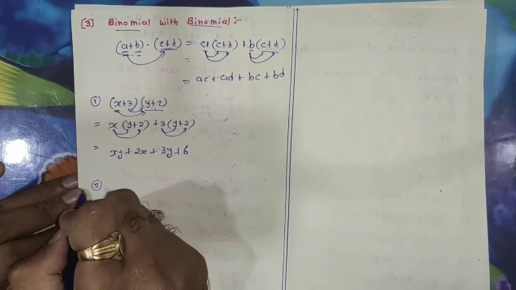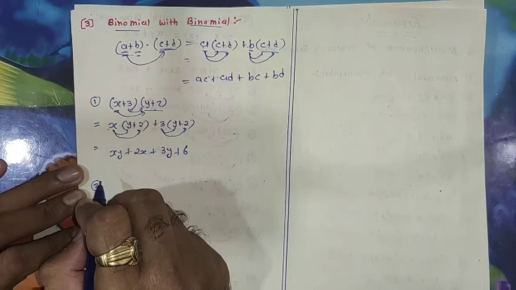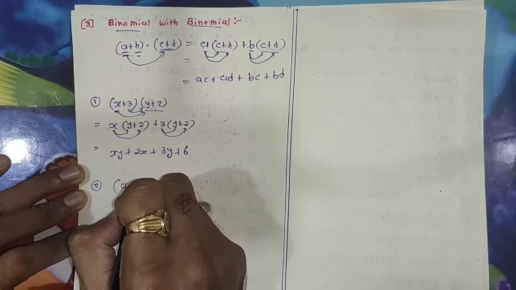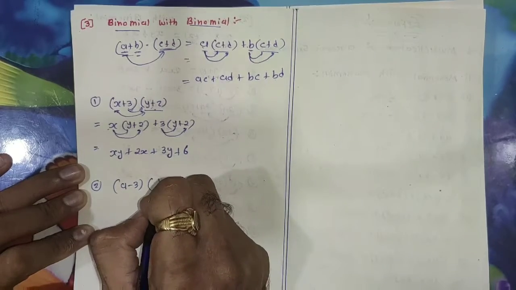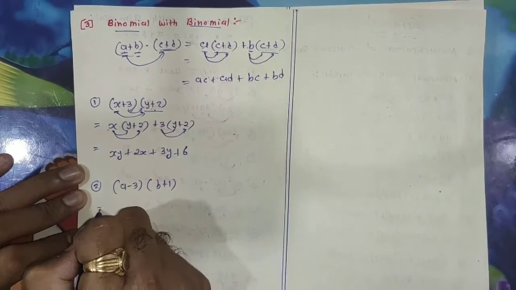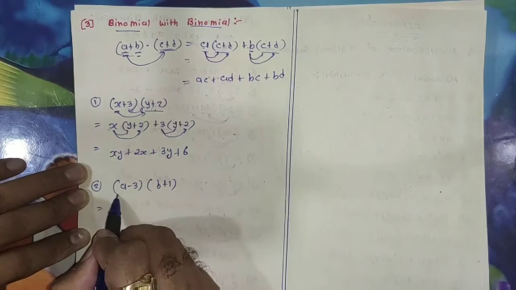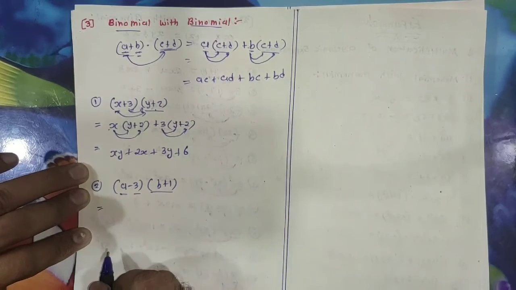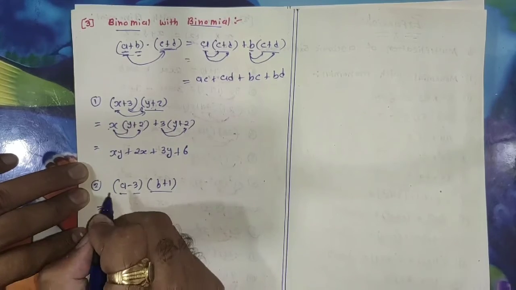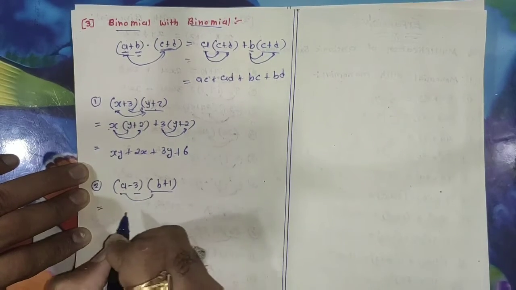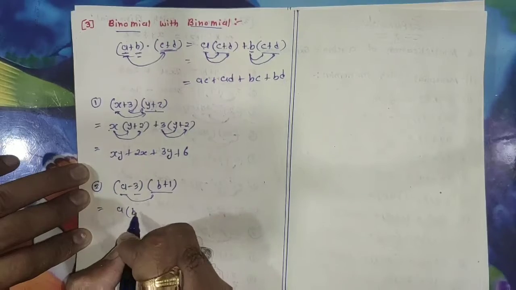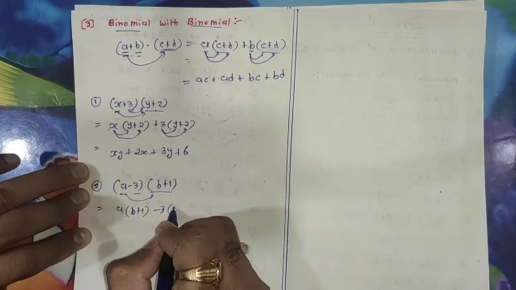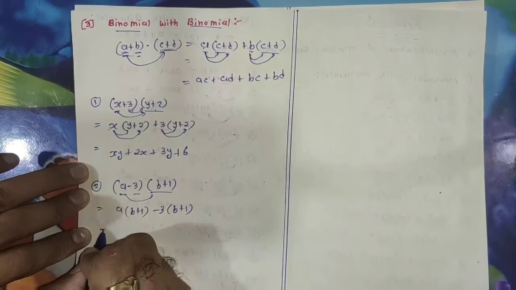One more sum. Suppose you have to perform multiplication of a minus 3 into b plus 1. Again it's a binomial with binomial type multiplication. So the first term and second term, you have to multiply both the terms with the second bracket. So first we are multiplying this a with this bracket, so it's a into b plus 1. Then you have to multiply this minus 3 with this entire bracket which is b plus 1.